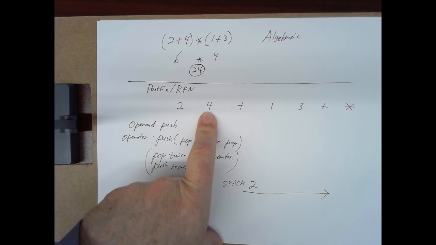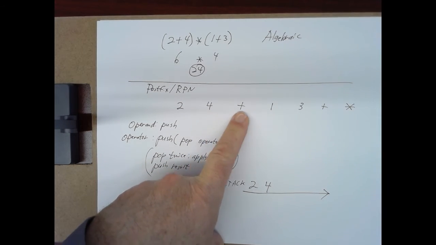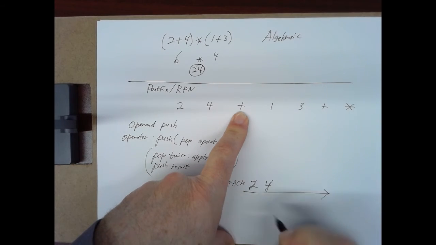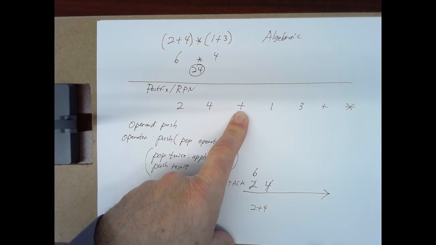Next token is a 4. That's an operand. We'll push that onto the stack. Next token is a plus. That's an operator. Pop off the 2 and the 4. Apply the operator. 2 plus 4 is 6. Push a 6 into the stack.